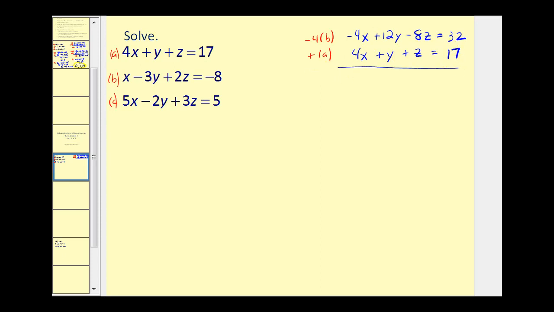Let's go ahead and add these 2 equations together. The x terms are eliminated. We have 13y minus 7z equals 49. Now we have to choose 2 different equations and eliminate x again.